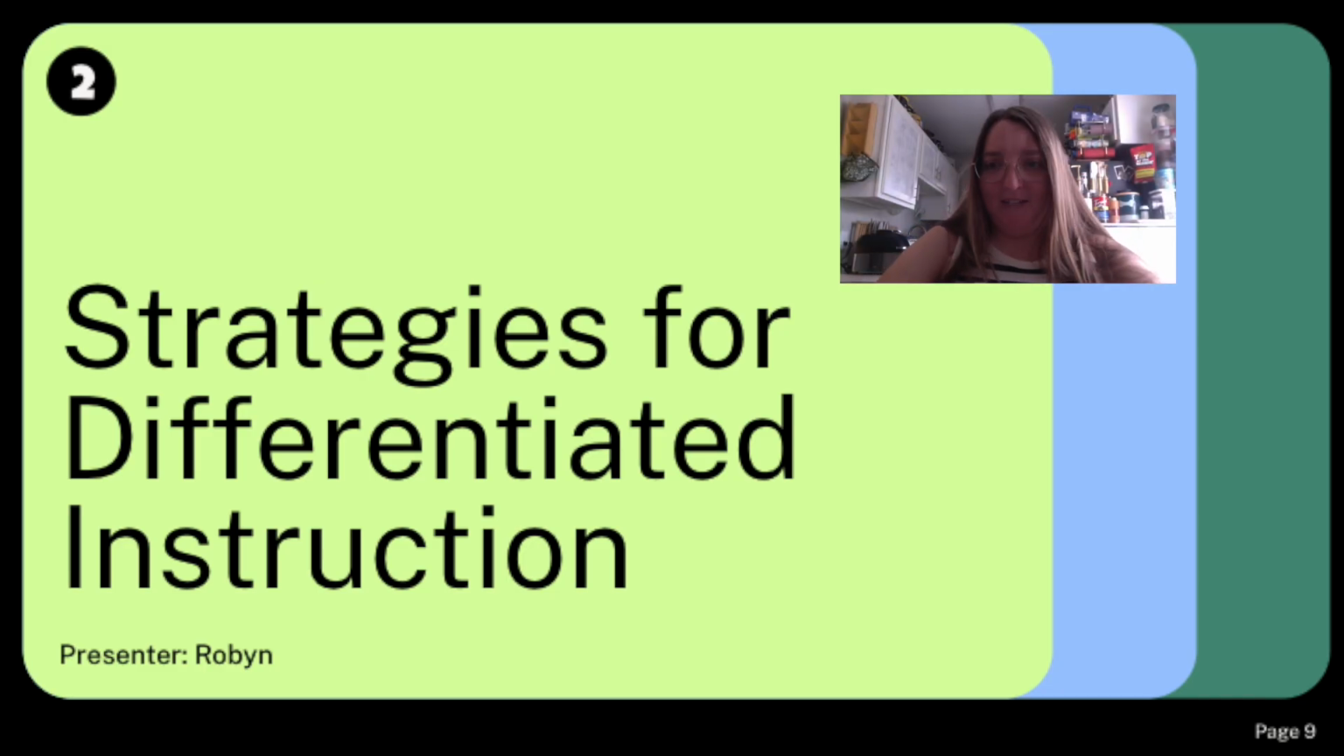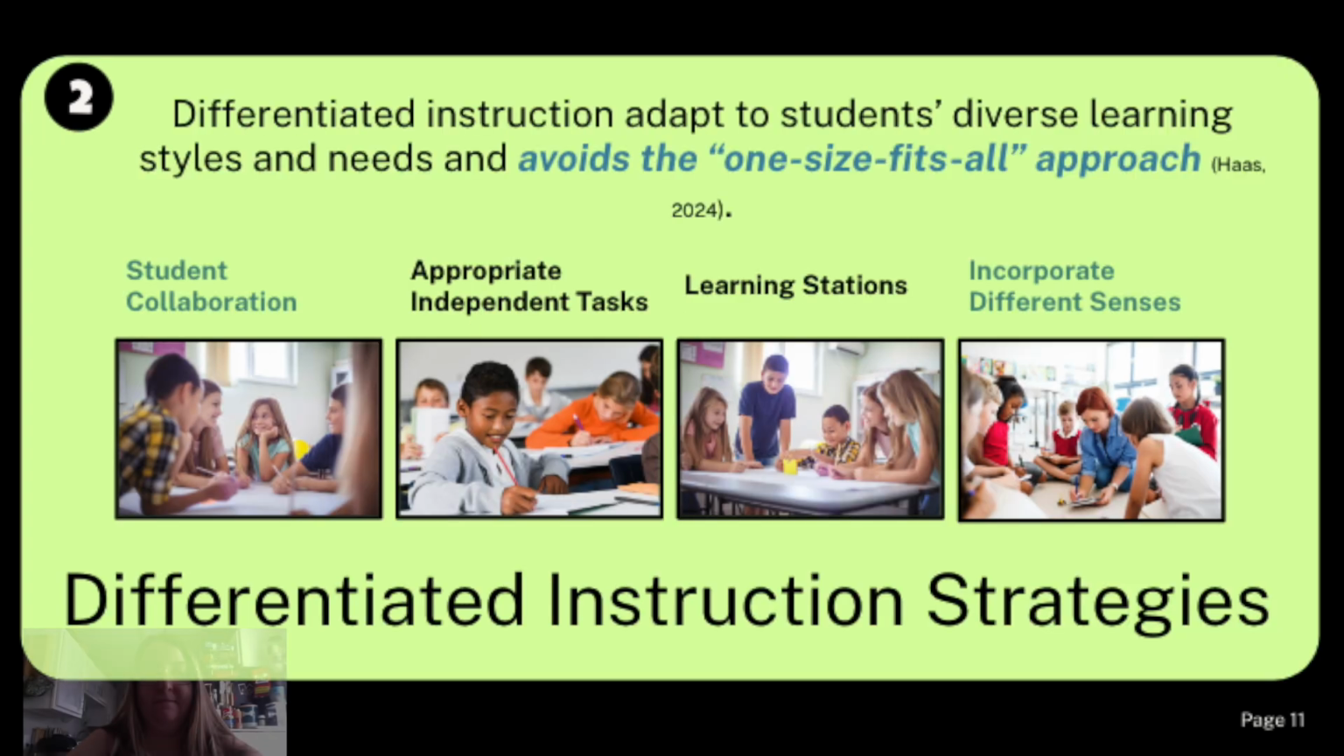Moving into our second topic today, we're talking about the strategies for differentiated instruction. We'll take a moment here just to find out what you already know about differentiated instruction for your students. Thank you for sharing. As we know, differentiation instruction means that we have to adapt to different students' learning styles. And that means that there's never going to be a one-size-fits-all approach. So thank you for sharing some of your strategies with us.